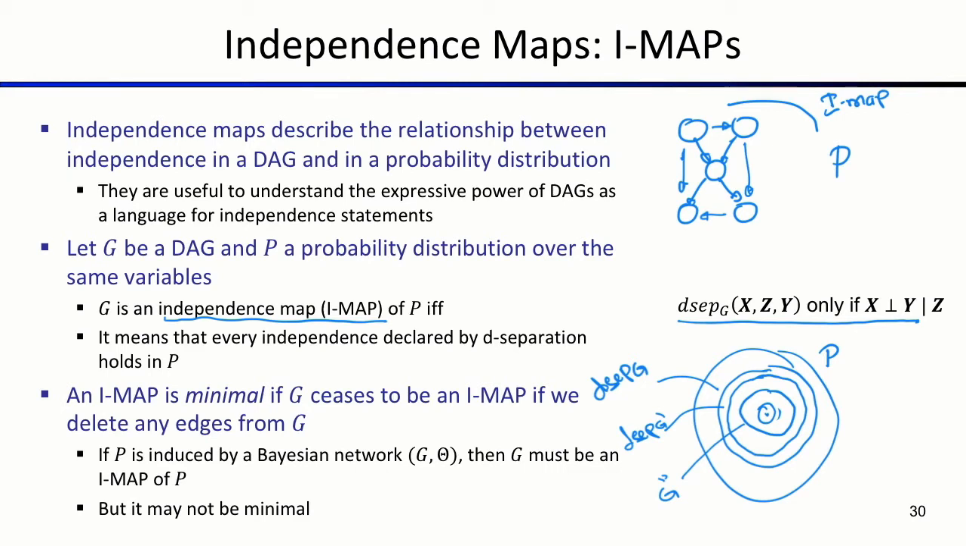And it says here in this definition that an IMAP is minimal if the graph ceases to be an IMAP if we delete any edges from G. So let's draw it again and see if we can get a better understanding of this.